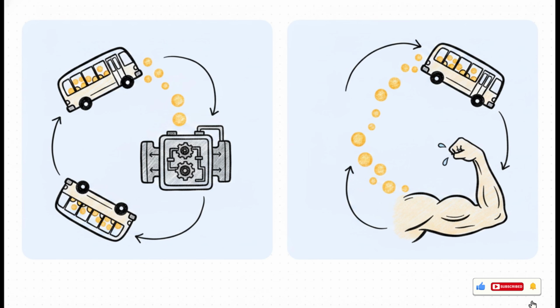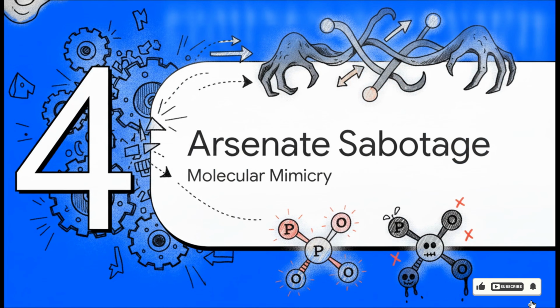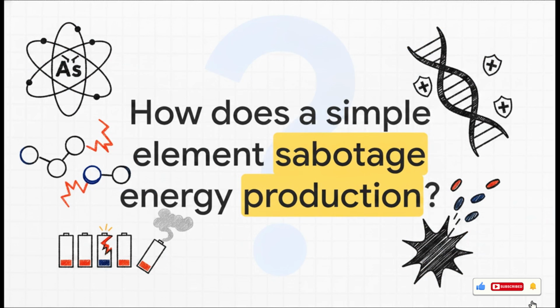Both methods empty the bus so glycolysis can keep right on running. Which brings us to Section 4, arsenate poisoning sabotage. It's fascinating and honestly a little bit terrifying to think about.